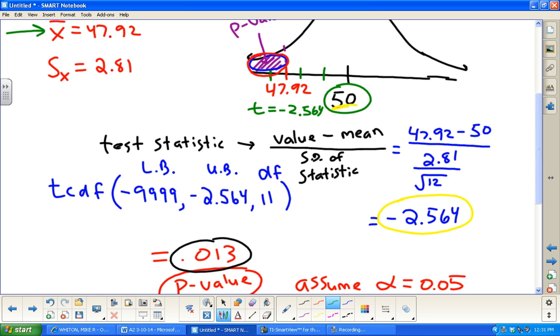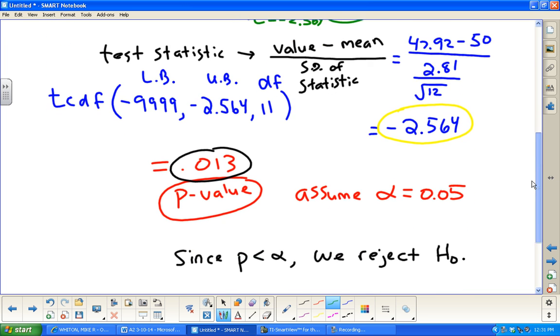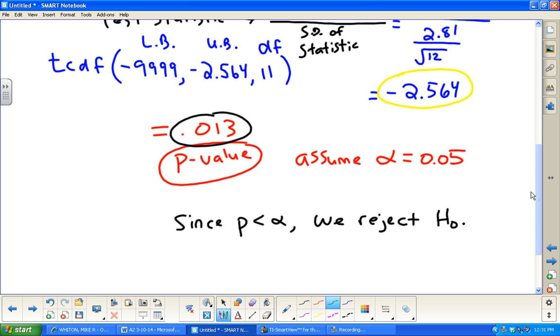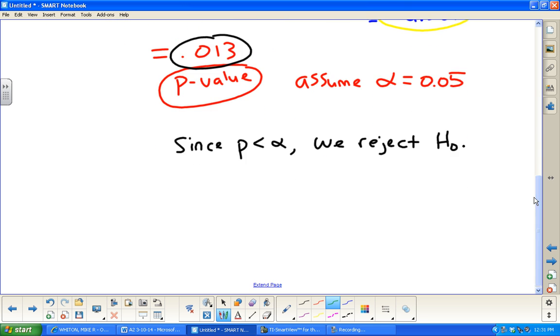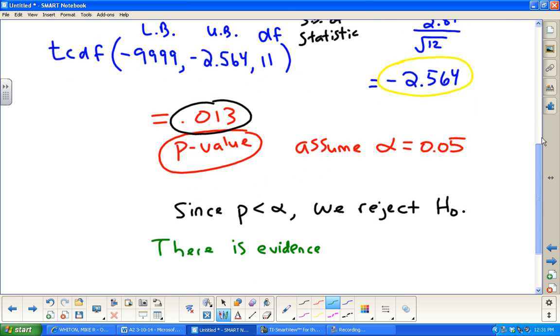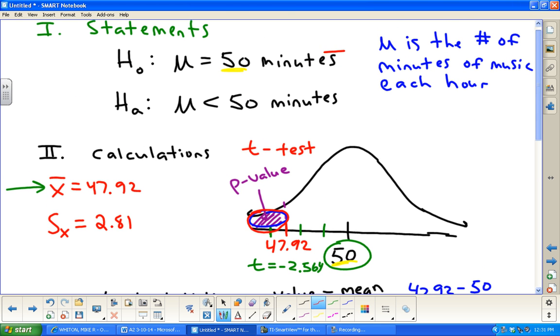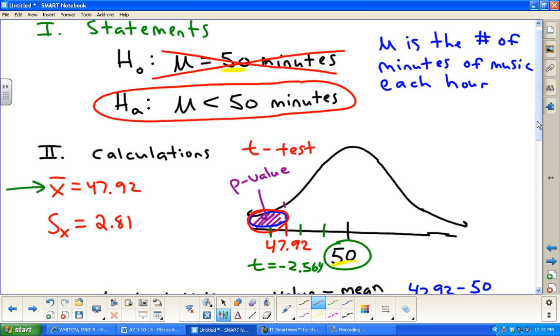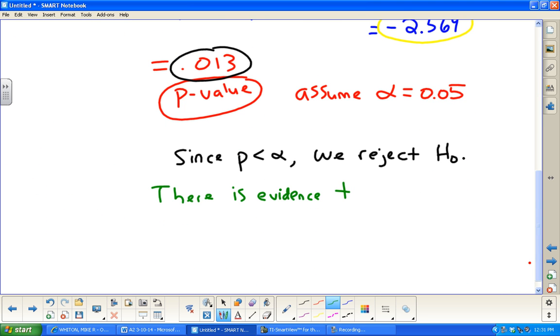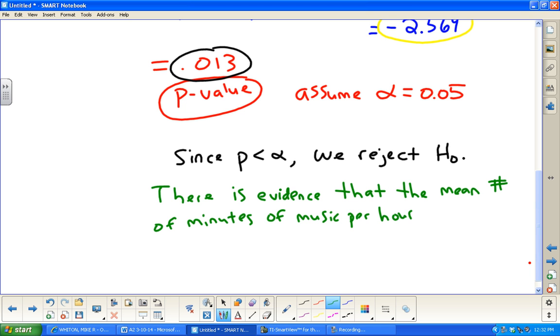Getting a sample that low, that far away from the mean, is so unlikely. I mean, there's a 1.3% chance. It's pretty unlikely if the mean was really 50. So small p-values, you reject H0. Our conclusion in context is there is evidence. Again, go back to our claims. We rejected this one. We said, nope, I don't believe it. I rejected H0, so there is evidence for this one. There is evidence that the mean number of minutes of music per hour is less than 50.